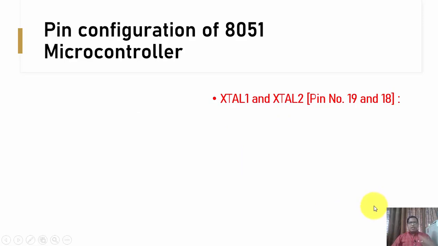The next one, XTAL1 and XTAL2. The pin number 19 and pin number 18. Here pin number 19 is used as XTAL1 and pin number 18 is used as XTAL2, and these two pins are basically used to fulfill the clock requirement of the internal blocks.